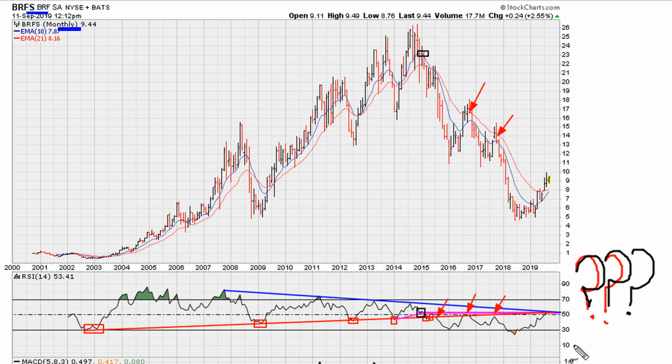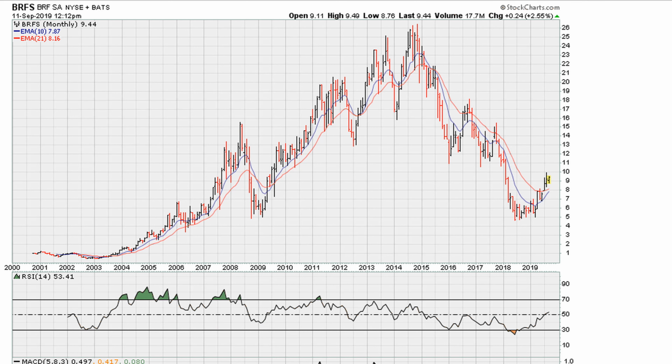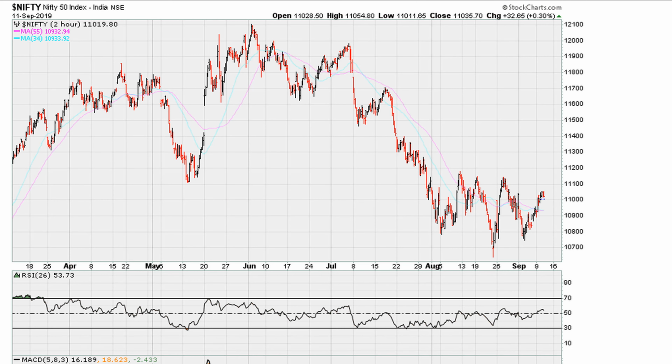Either we get resistance on the line and we start drifting lower on a monthly time frame, or we move above those three lines and we get a chance to explode to the upside. Now, this is a long-term monthly chart for US trading stock. Let's take a look at a 2-hourly chart to see how these things play out on all time frames.